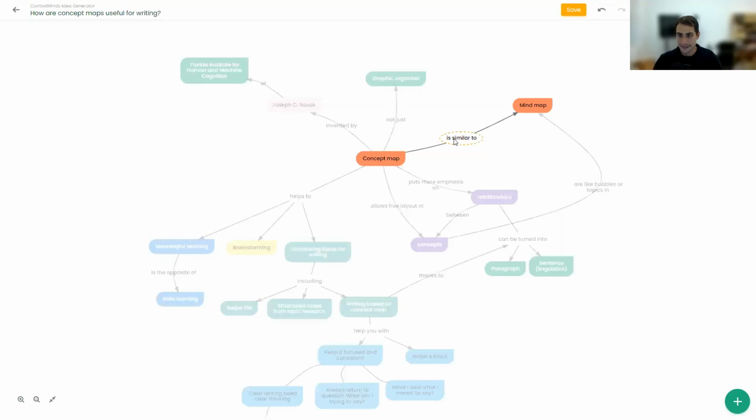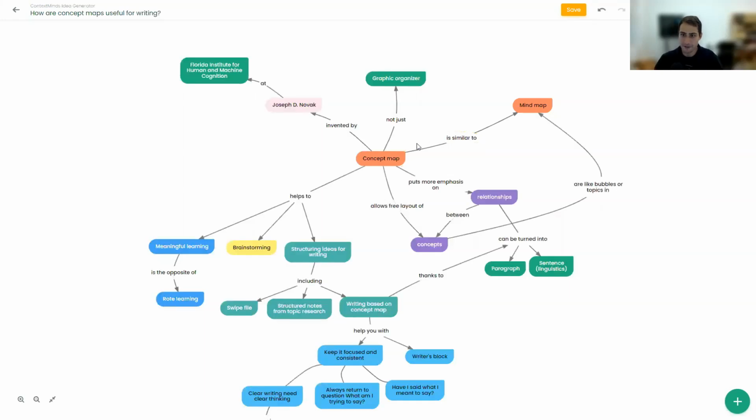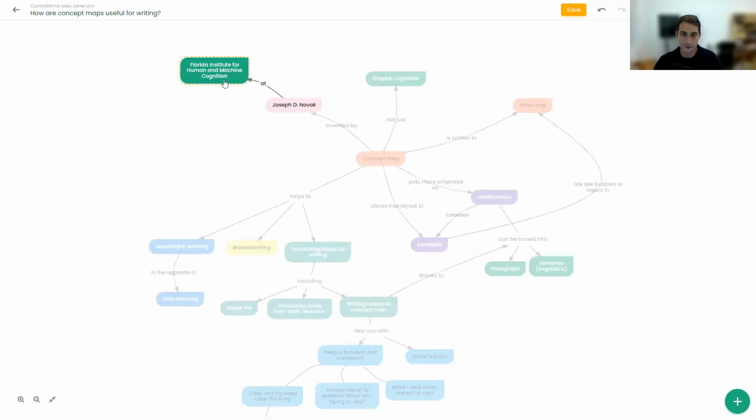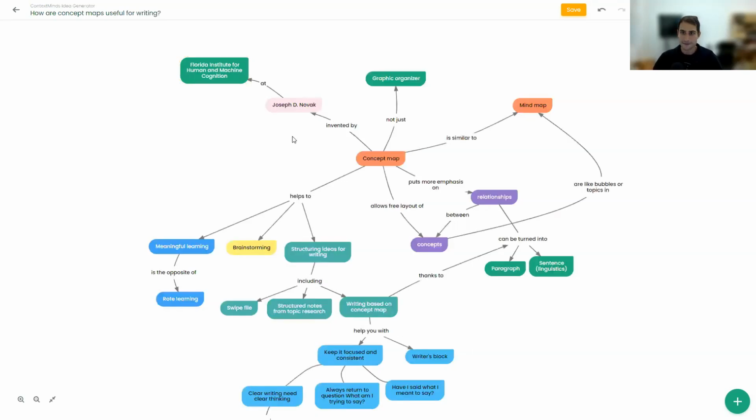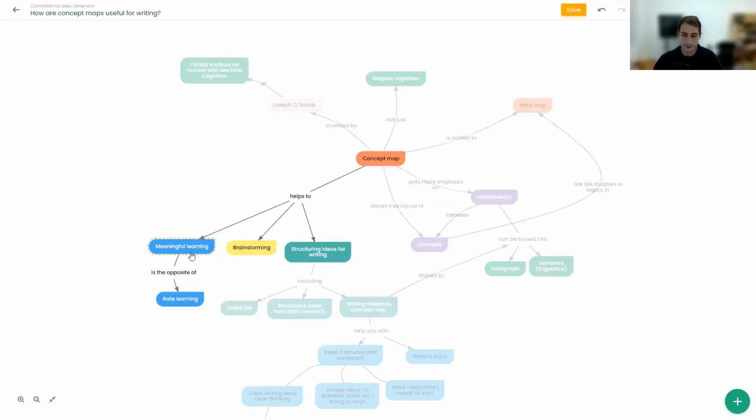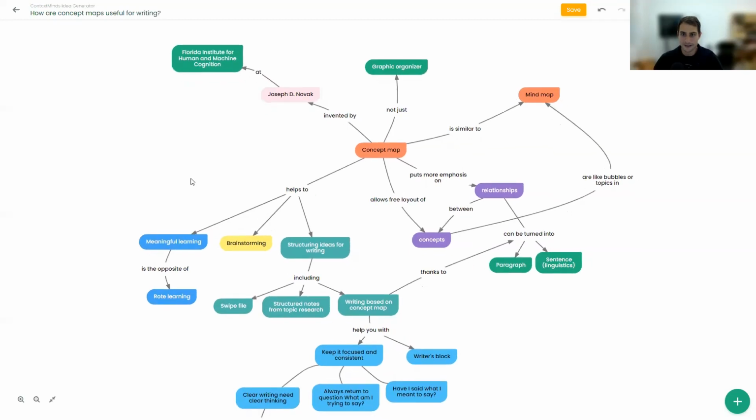Concept maps are basically the same age or similar age as mind maps. They were invented by Professor Novak at Florida Institute for Human and Machine Cognition, sometime in the 70s, I think. Originally, they were used to support learning or as an educational tool, because they can provide a very good overview of how different topics, how different terms are related, and they can help you achieve this so-called meaningful learning, where you actually understand the relationships between different terms, between different topics.